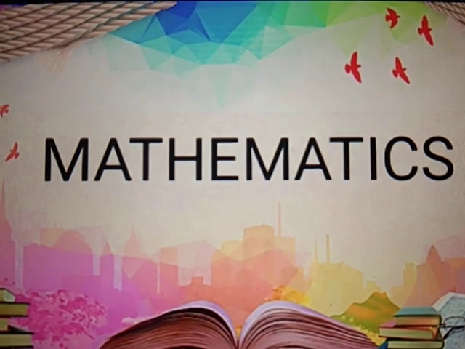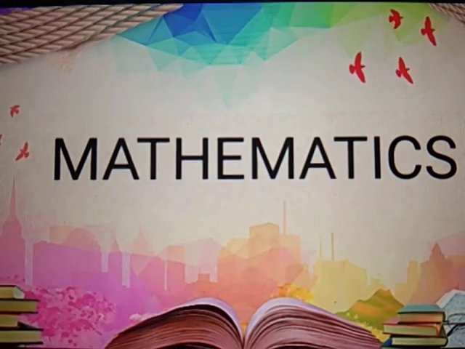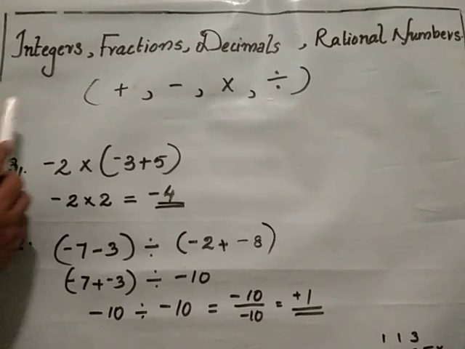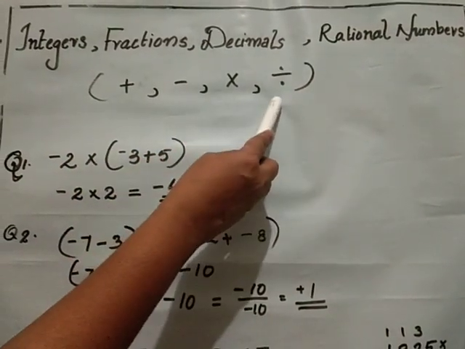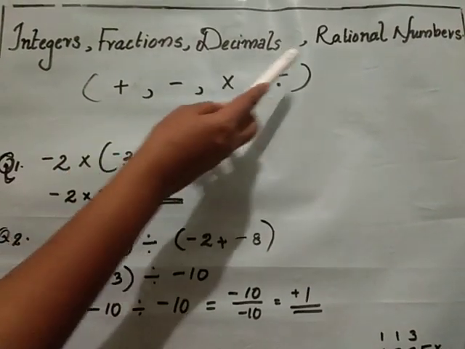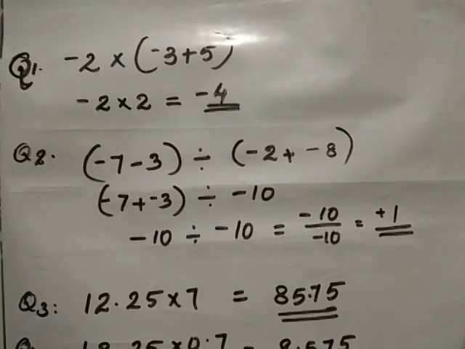Students, today we are going to summarize important points in the chapters for the examination. First, study well the basic operations, that means addition, subtraction, multiplication and division of integers, fractions, decimals and rational numbers. We check some example questions based on them.